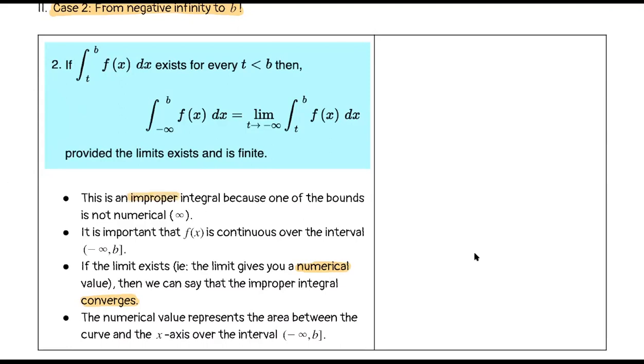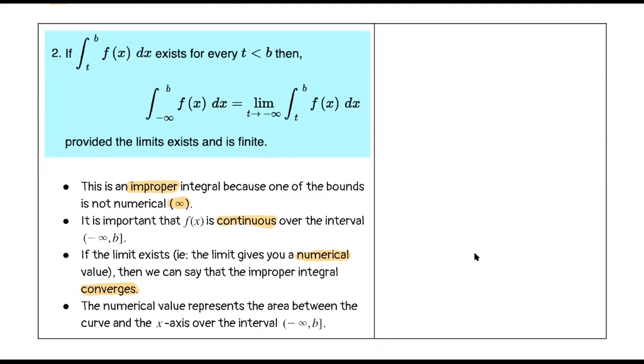Again, this is called improper because one of the bounds is infinity or negative infinity, and it's important that our function is continuous over the interval we're looking at.